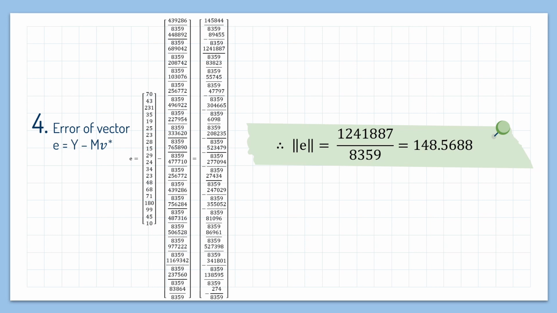y minus mv. Since we get the error vector, we must find the magnitude from the best fit line using the vector that we get. So, the error magnitude for linear is 148.5688.